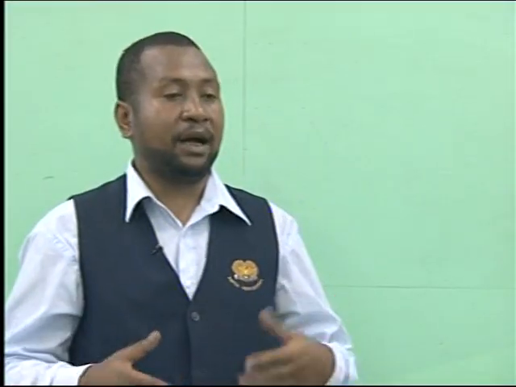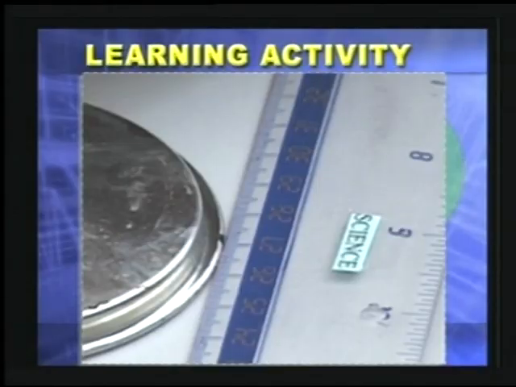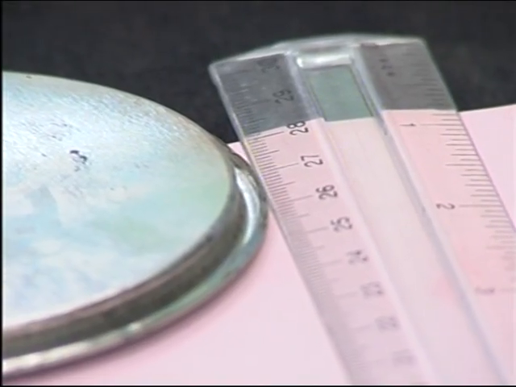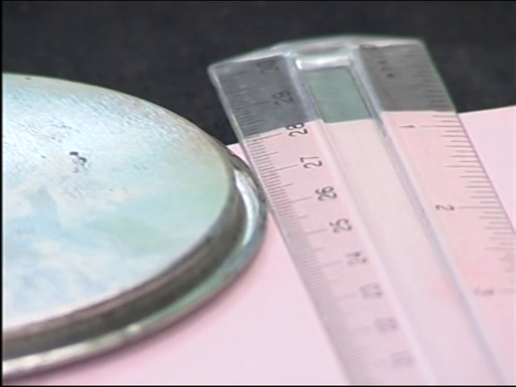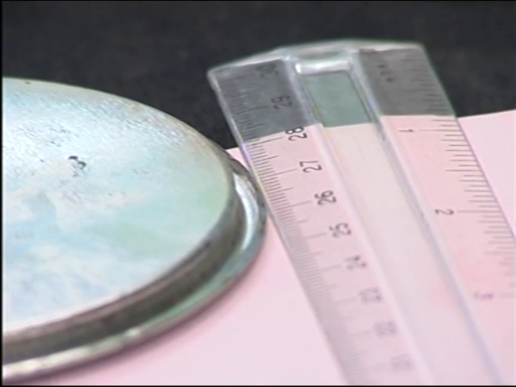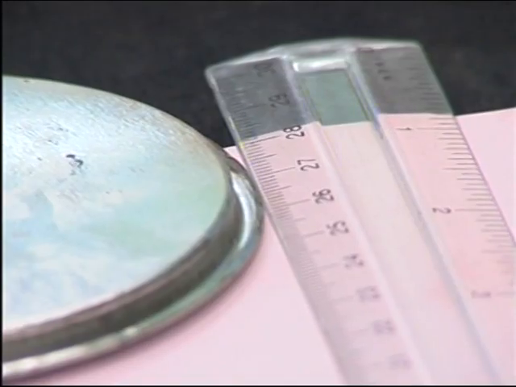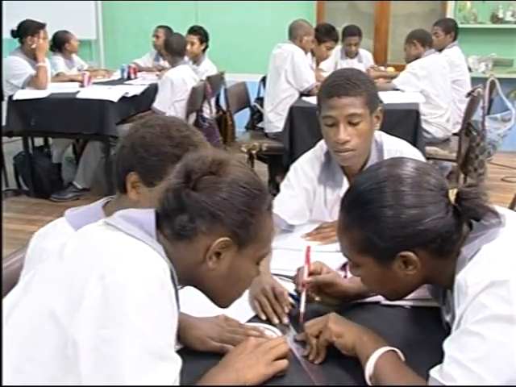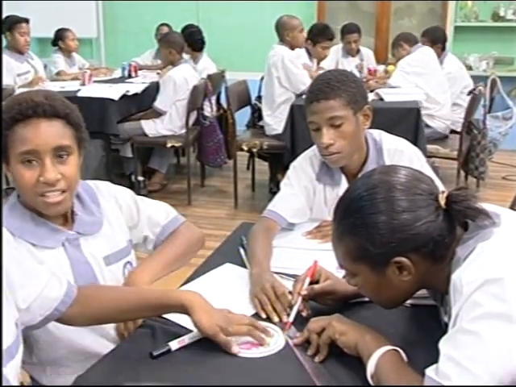If you are using another circular object, you should have a separate reading. If you have a different circular object, you should have a different reading apart from my reading. You record that reading on the table. Very good. Most of us have got our reading.